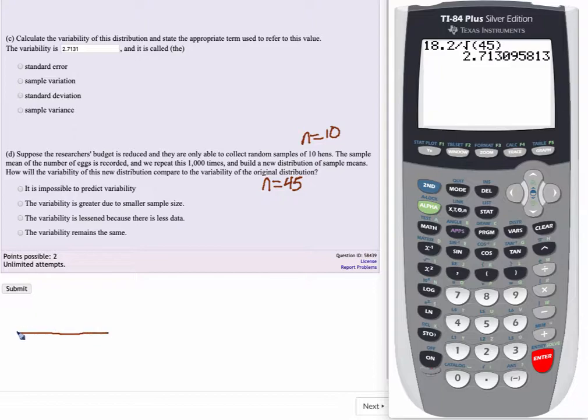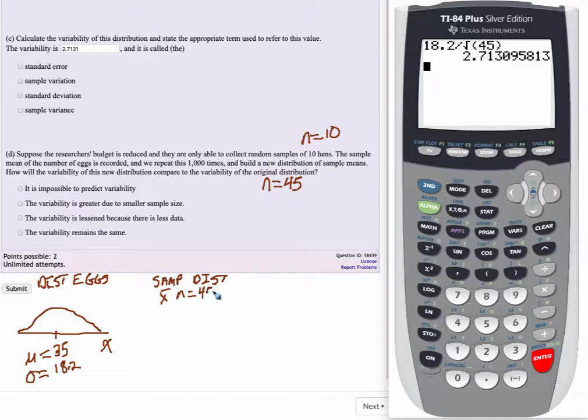So we're assuming that the original distribution was roughly bell-shaped. So this is the distribution of eggs. And what we know about that distribution is we're given that the mean was equal to 35 and the standard deviation was equal to 18.2. Okay, so the sampling distribution of x bar with n equal to 45, that's what we did in the previous problem.